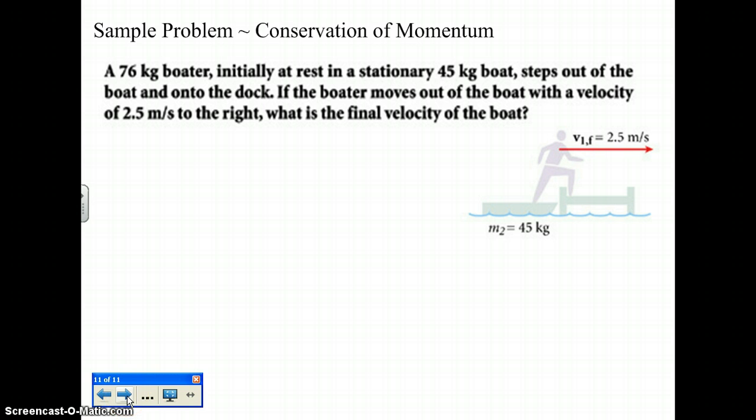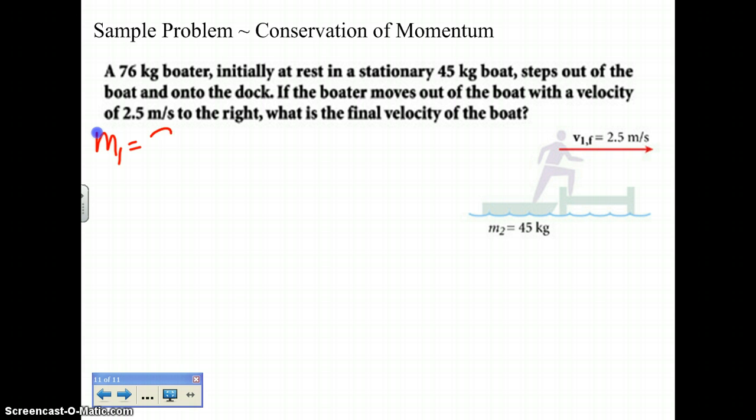Sample problem says a 76 kilogram boater, initially at rest in a stationary 45 kilogram boat, steps out of the boat and onto the dock. Uh-oh, think about what's about to happen. Doesn't say anything about him tying the boat up to the dock. Okay, if the boater moves out of the boat with a velocity of 2.5 meters per second to the right, calculate the final velocity of this boat.